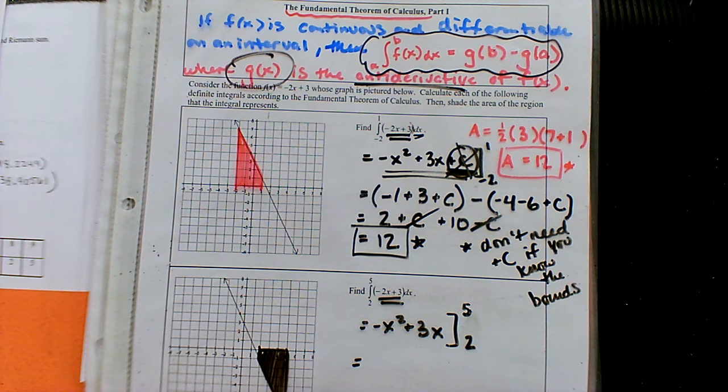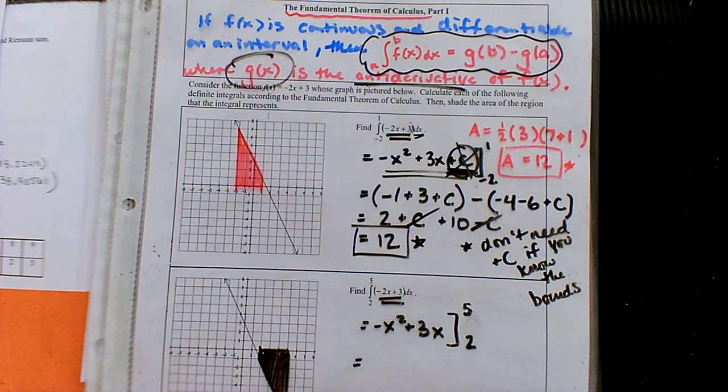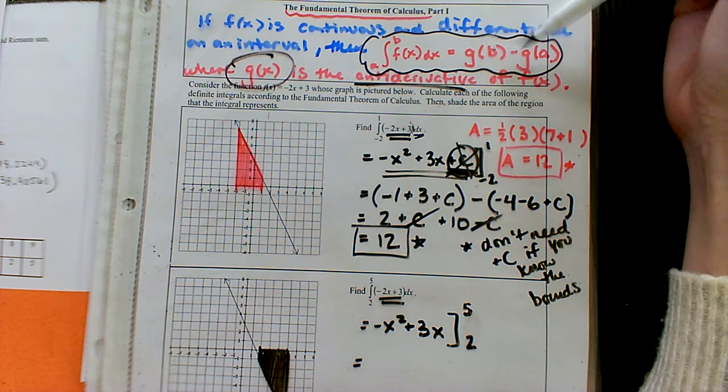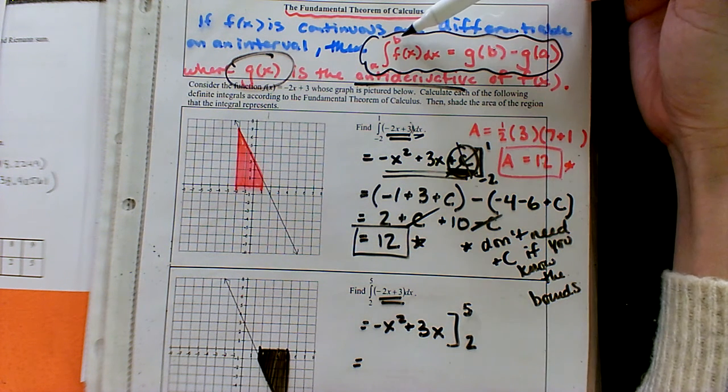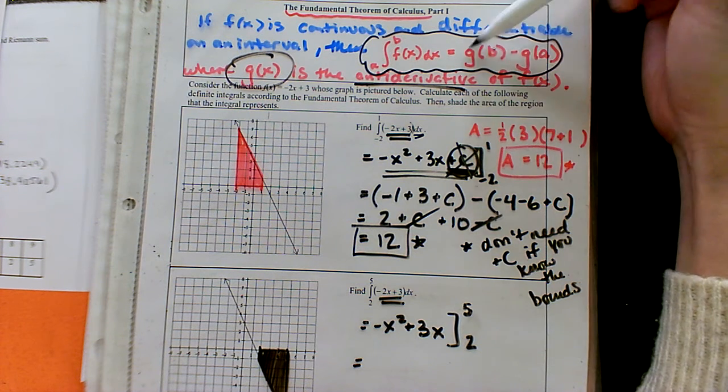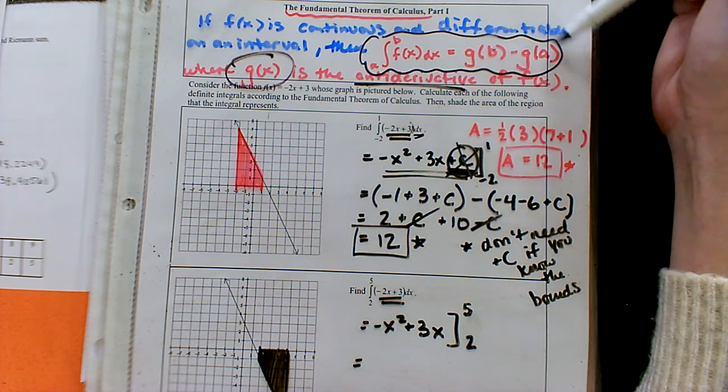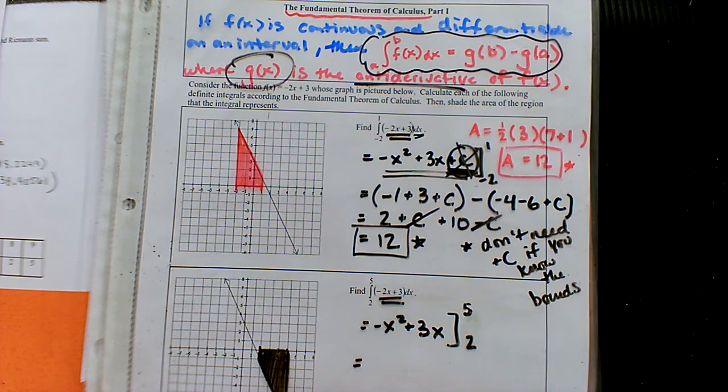Two. Why? Because the A and the fundamental theorem, wait, no, it's 5. Why is it 5? Because you subtract G of B minus G of A. And B's at the top and 5's at the top. B is the top bound. So plug in the top bound minus what you get when you plug in the bottom bound. This is after you work backwards. You have to work backwards first.